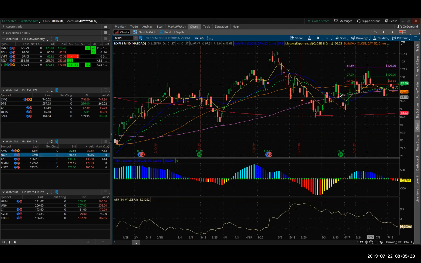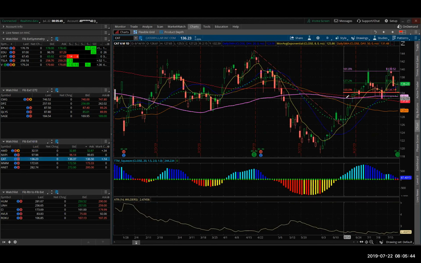Let's look at NXPI, same thing, right? We measured a low to a high off of a recent low, got the 100% symmetry, then it went up to the 1272, broke through, hit the 1618, just poked through it a little bit, and pulled right back.